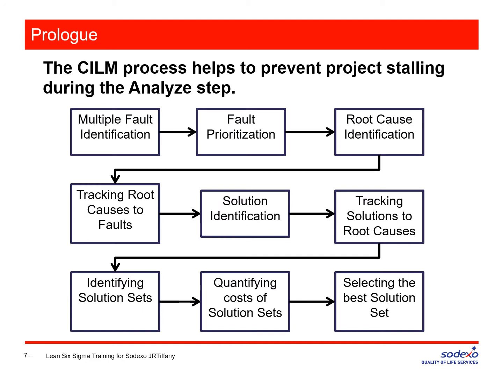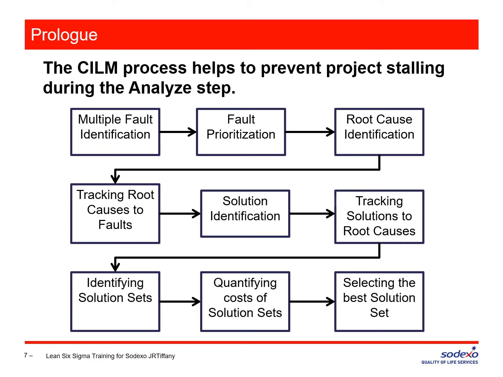And the CILM is expressed as a matrix, and these are the steps in filling in the matrix. The first step is to identify the faults, and there will be several, and we prioritize these if they are not received in some kind of prioritization, like from a Pareto analysis. But if they're not, then we prioritize them using the severity and frequency of occurrence method. Then we identify a root cause for each one of the faults. And sometimes we find that one root cause tracks to more than one fault. So we indicate that on the matrix.